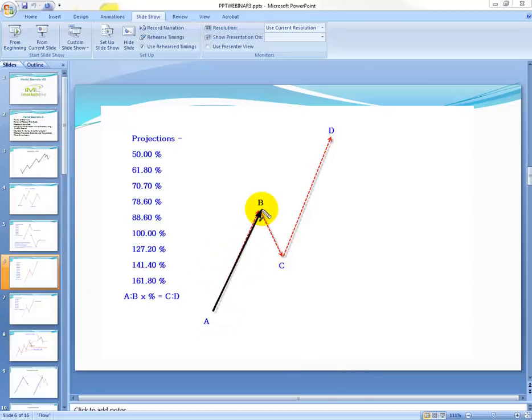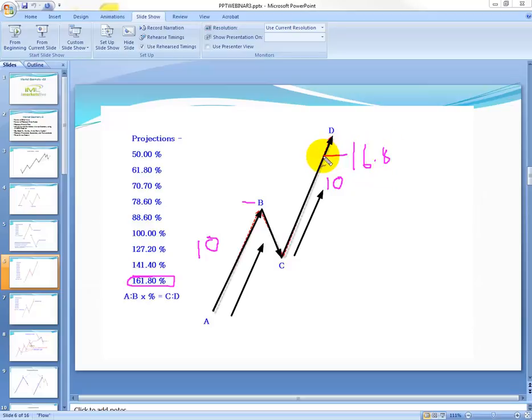Going from A to B and from C to D. A to B and C to D. These are projections, which means that, let's just say A to B is 10 points. And then you take that times a percentage and you get CD. Typically, everybody looks at this as the measured move of 10 points. What if you had a 1618 projection? This would be 16 points, 16.8 on the C to D leg, you see?